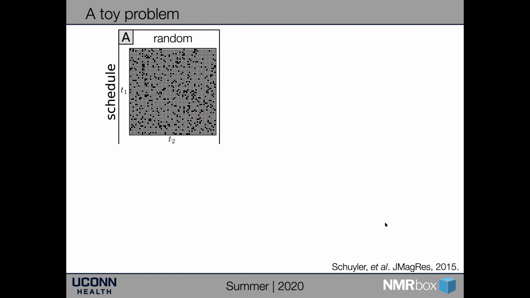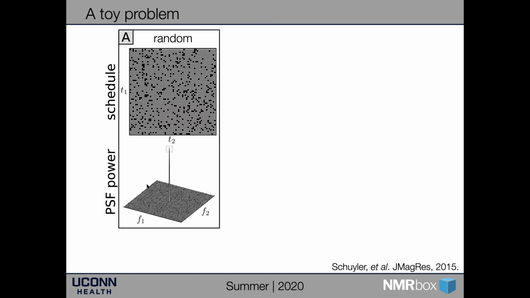So here is a purely random sample schedule. And here is the corresponding point spread function. In this case, here's our zero frequency component right in the middle. We don't really have any artifacts around it. So the peak to side lobe ratio is a very, very large number here.